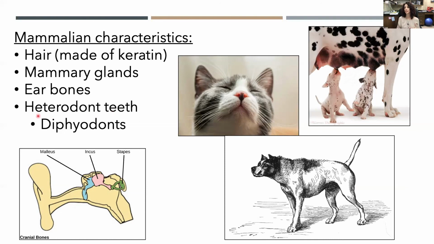In addition to the condition of being heterodont, a lot of us are also diphyodonts, which means that during our lifetime, we have two sets of teeth. One set early in our development and another set later in our development. We have baby teeth early in our life, and then those get replaced with permanent teeth. Okay, so having those two sets of teeth is characterized by this condition here.